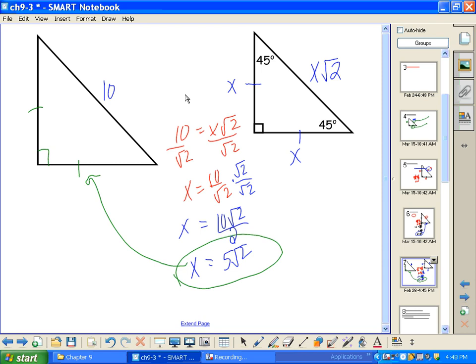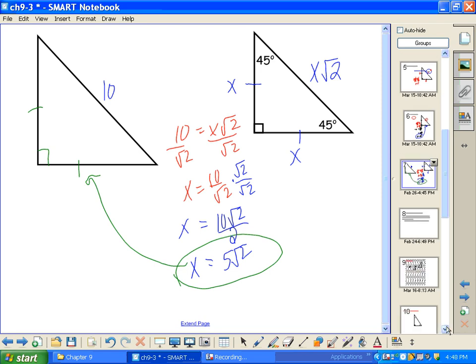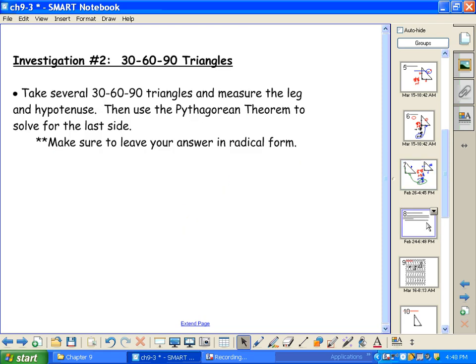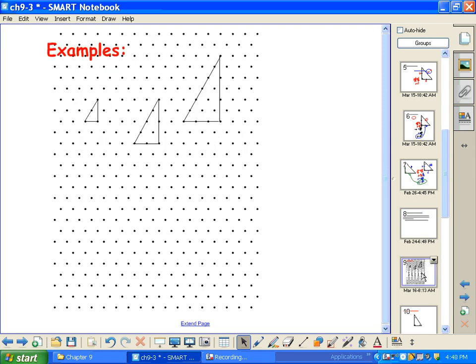All right, so that is the 45, 45, 90 triangle. We're now going to repeat this whole process for our other special right triangle, and that is the 30, 60, 90 triangle. Mrs. Gabrielle is going to be passing out to you another sheet full of 30, 60, 90 triangles. This time I think you only have 6 or 8, something to that effect.